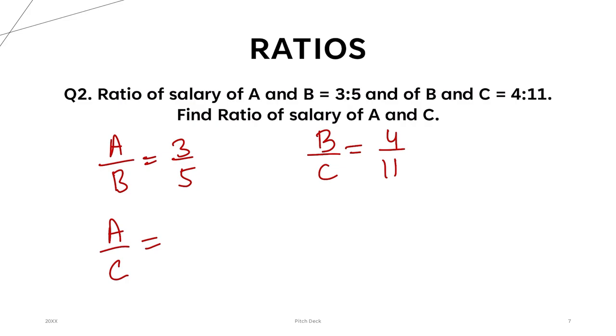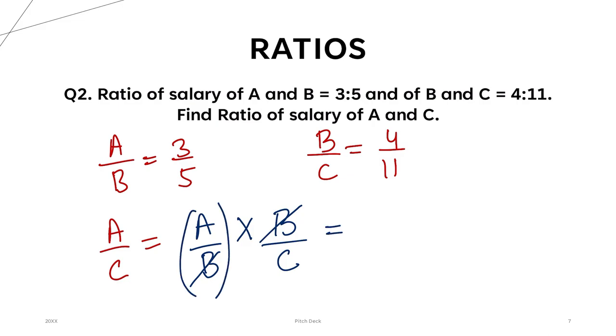If I do this, can I not write it like this: A by C is equal to A by B times B by C? If I multiply A by B and B by C, this B will cancel out, so I will be left with A by C. This means multiplying A by B and B by C will give me A by C.